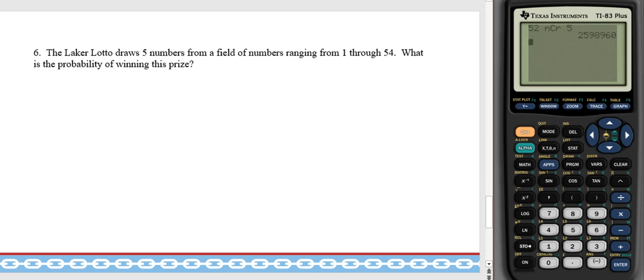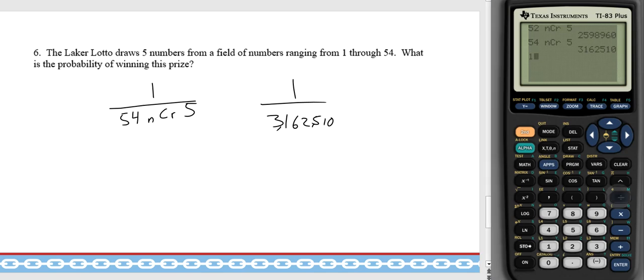And then Laker Lotto, right? 1 winning combination, and then 54 total numbers. We're looking for combinations of 5. Right, so 54 nCr 5 goes up to 3,162,510.